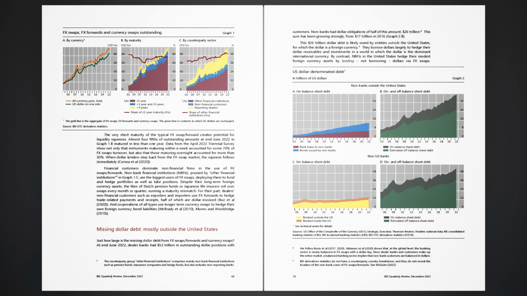Financial customers dominate non-financial firms in the use of FX swaps and forwards. Non-bank financial institutions, NBFIs, proxied by other financial institutions in graph 1c, are the biggest users of FX swaps, deploying them to fund and hedge portfolios as well as take positions. Despite their long-term foreign currency assets, the likes of Dutch pension funds or Japanese life insurers roll over swaps every month or quarter, running a maturity mismatch.